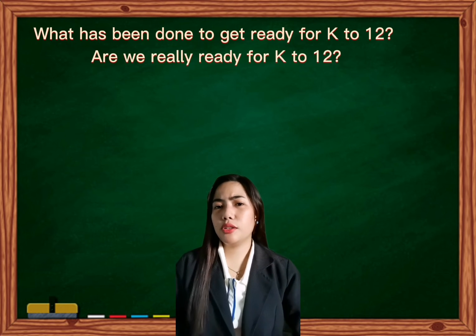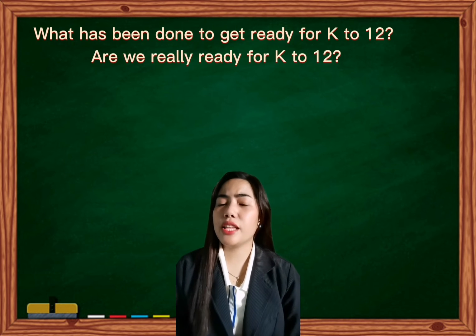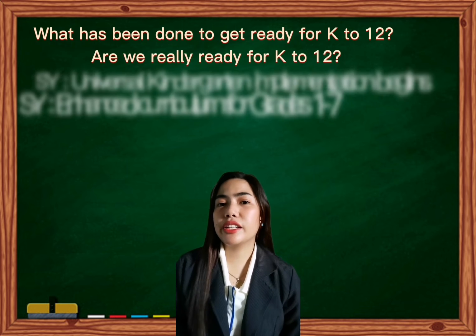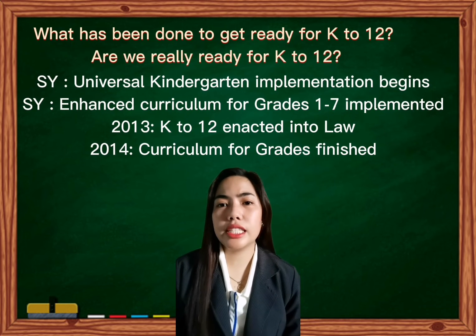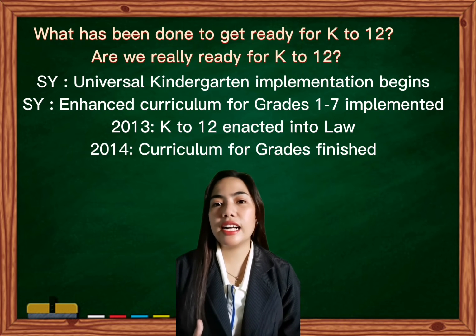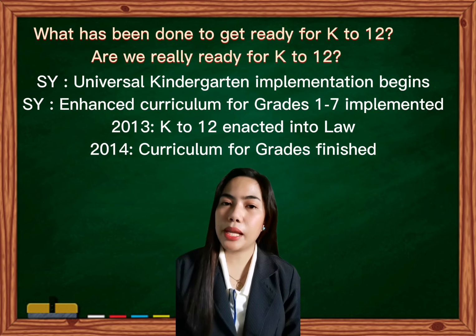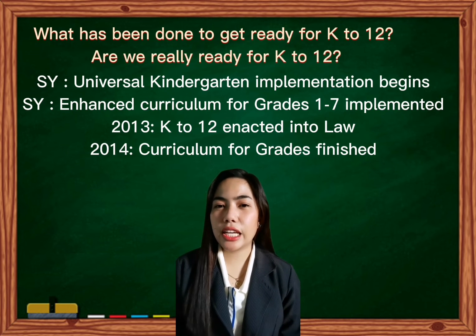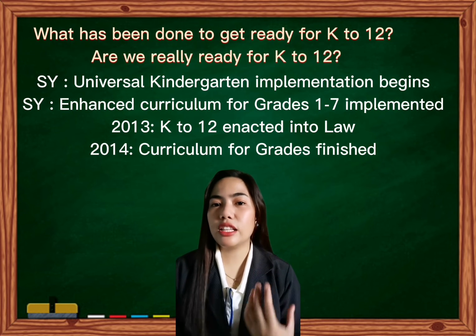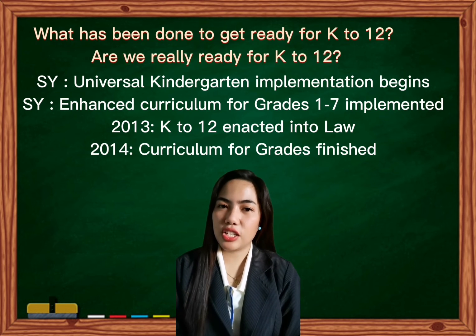What has been done to get ready for K-12? Are we really ready for K-12? School year, universal kindergarten implementation begins. School year, enhanced curriculum for grades 1 to 7 implemented. In 2013, K-12 enacted into a law. And in 2014, curriculum for grades finished.